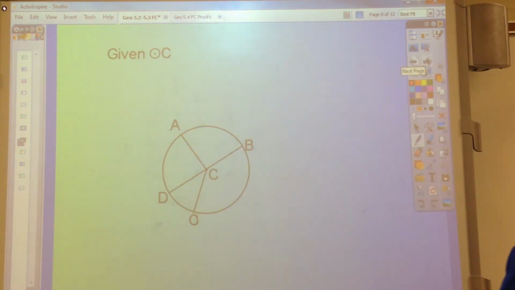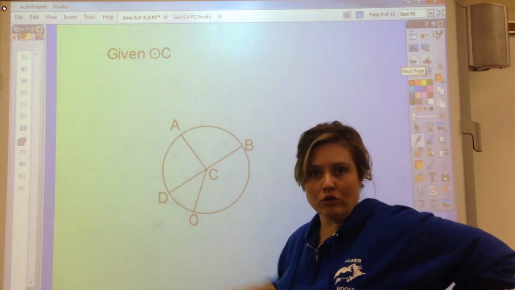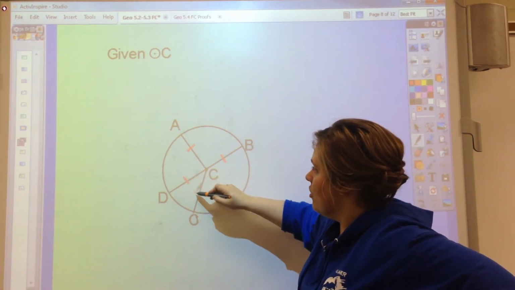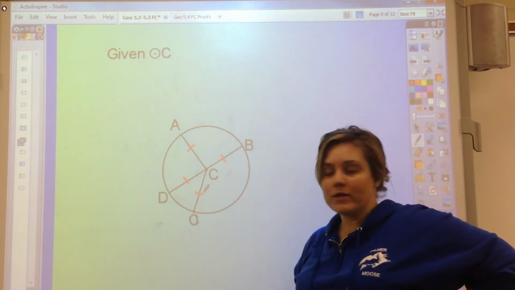Next, if I'm given the circle at C and I'm told this, what can I conclude? Automatically I see all these radii, and all these radii must be congruent. Agreed?